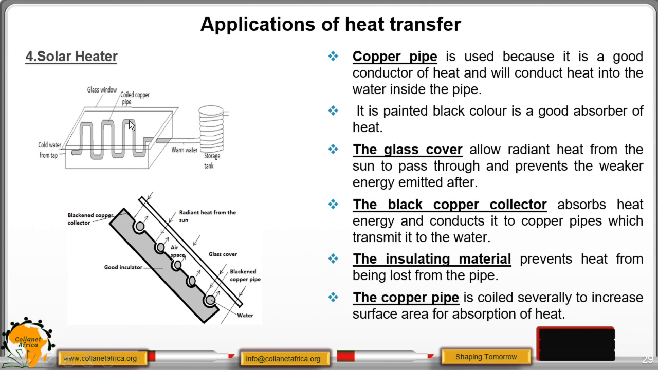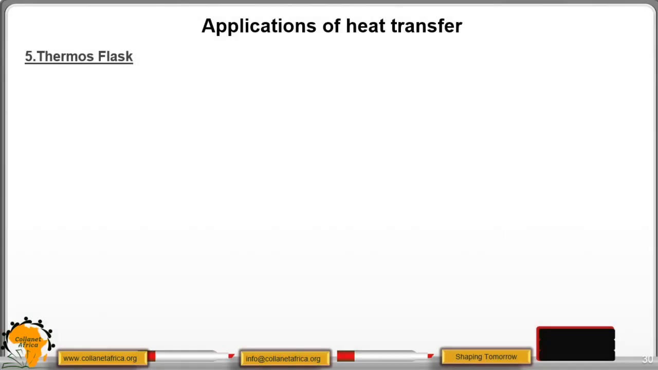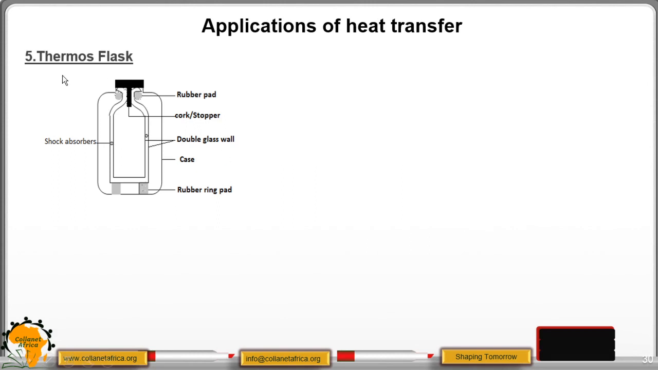As you can see here, it is coiled, and this increases the surface area for heat absorption. Then we move to application number 5, which is the vacuum flask. As you can see, we have the parts of the vacuum flask. We have the rubber band here, the cork or the stopper, the double walls, and these double walls are shiny. Then in between we have the vacuum, then the rubber ring pad, and then the shock absorbers.